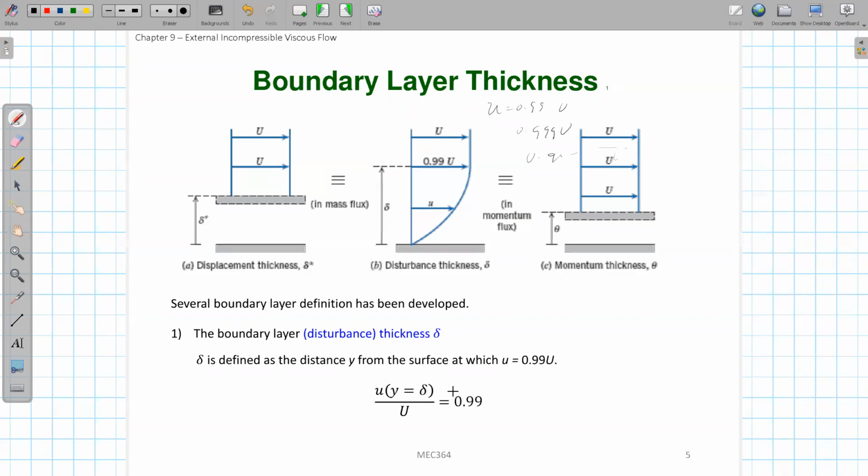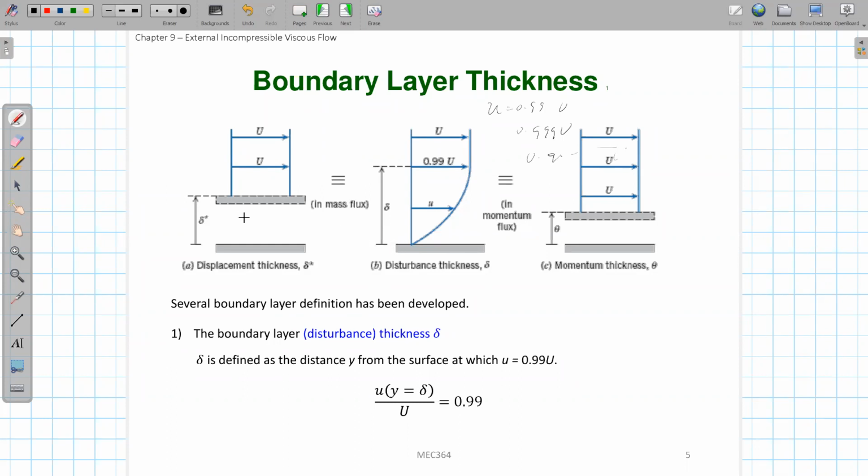We also have another way. The second way is called the displacement thickness, delta star. What does this mean? From this velocity profile, we know that the velocity inside the boundary layer is smaller than large U, smaller than the free stream velocity. So from the mass conservation viewpoint, the net effect of the existence of the boundary layer is just like trying to reduce the mass flow rate of the flow over the plate.